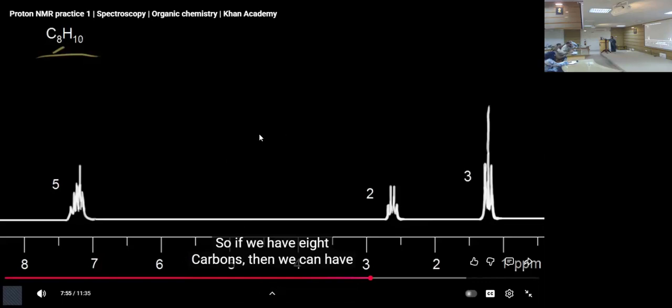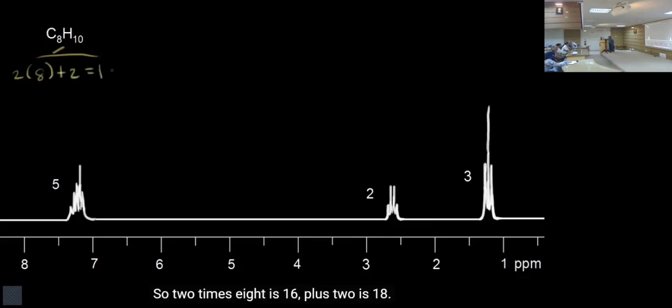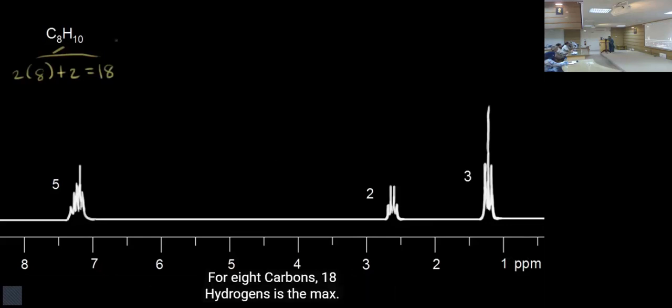Everyone calculated? Okay. Then we can have a maximum of 2 times 8 plus 2 hydrogens. So 2 times 8 is 16 plus 2 is 18. So for 8 carbons, 18 hydrogens is the max. Here we have 10 hydrogens. So we're missing 8 hydrogens, or we're missing 4 pairs of hydrogens. So the hydrogen deficiency index is equal to 4.